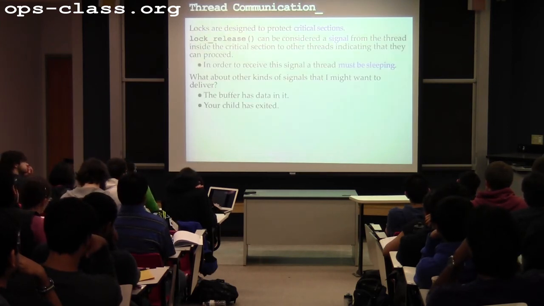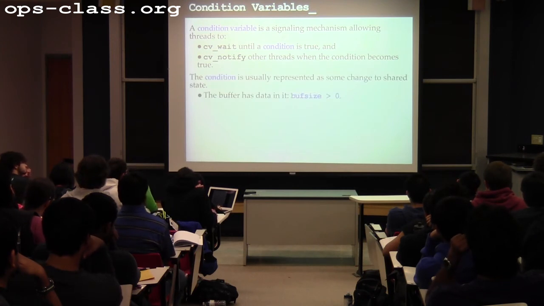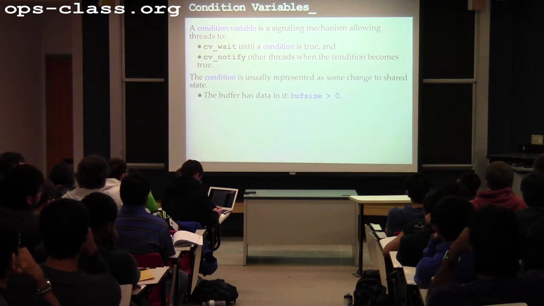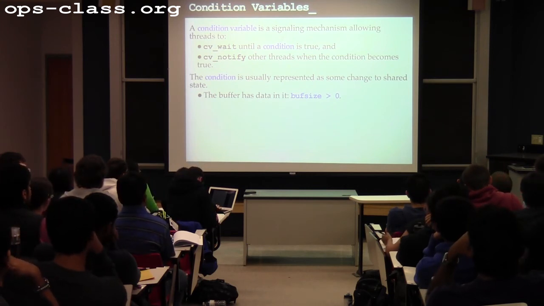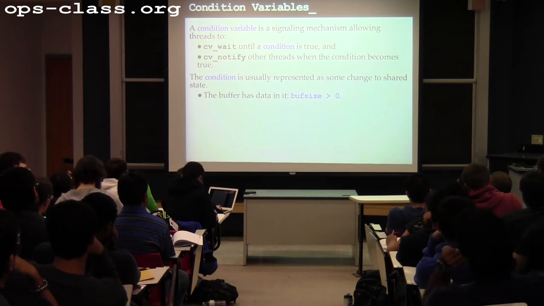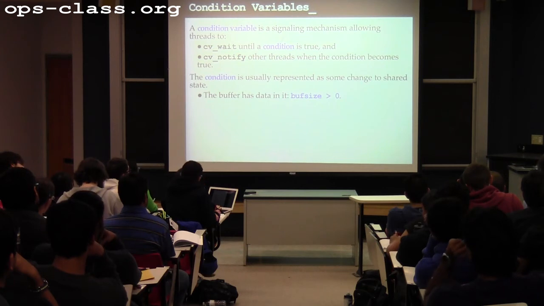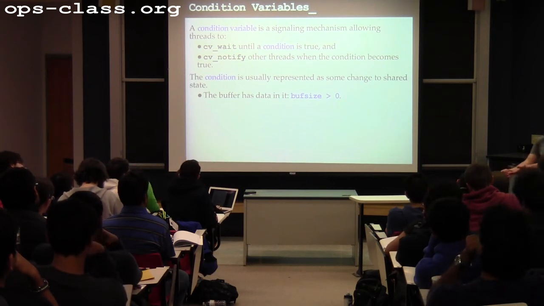Same thing with the child exited. Again, the condition is usually represented outside of the condition variable as some condition based on shared state, right? So if the buffer has data in it, then the consumers can take items out of the buffer. If the buffer is full, then the producers cannot produce into the buffer, right?